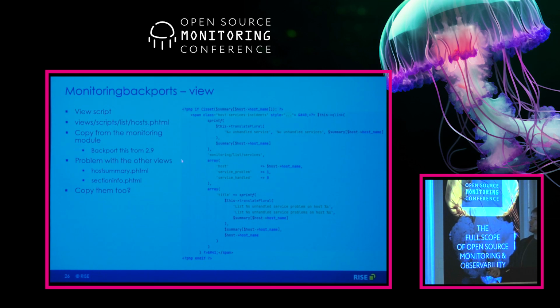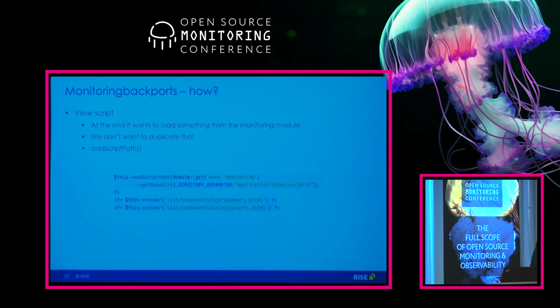Then you look into the one from 2.9 from the monitoring module, and you see this code is missing. Just put it back in because we restored this functionality. This should work. And down there, where nobody can see that, it would load host summary and section info, so we can either copy that too, or we just add this add script path. So from now on, we load the scripts from the monitoring module, and great, it's there. No exception anymore, because we don't want to duplicate that too.